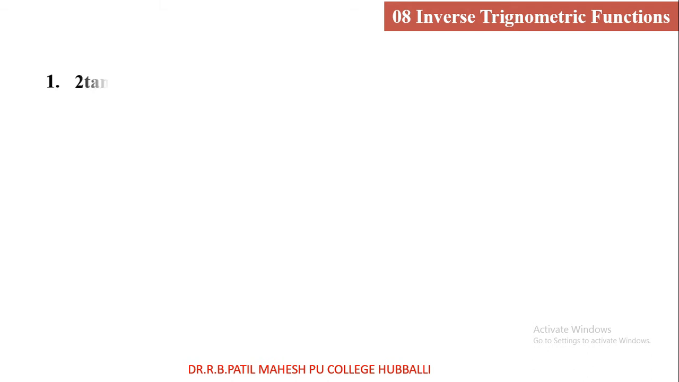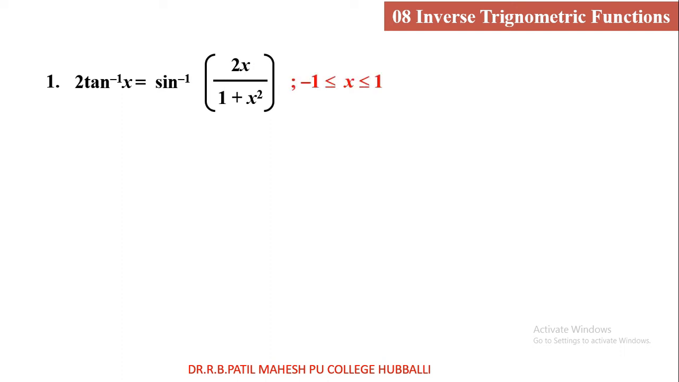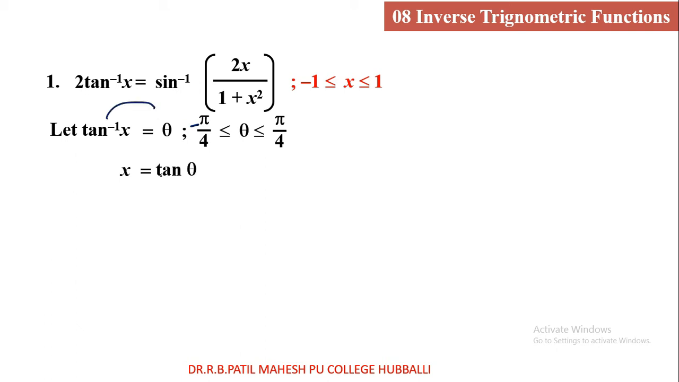First one, 2 tan inverse x equal to sin inverse of 2x upon 1 plus x square is the property. x lies between required values. Let me take tan inverse x as theta, and theta is in between minus pi by 4 to plus pi by 4. Next, x is equal to tan theta. If you take tan inverse to the right side, x will be tan theta.